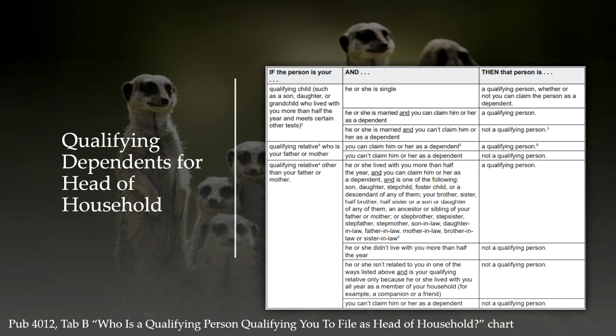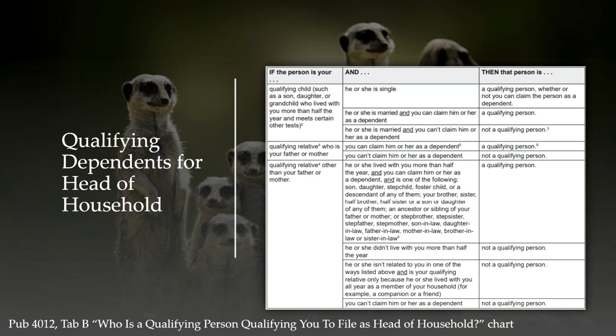If the relationship is a qualifying relative, which is another important term that again we'll discuss in our next lesson, if this qualifying relative is the taxpayer's mother or father, and our taxpayer can claim them as a dependent, then they are a qualifying person. And notice that it does not matter whether or not the mother or father lived with the taxpayer. So even if the mother or father is living in a different location, if the taxpayer can claim them as a dependent, then they are a qualifying person to file as head of household. If the taxpayer cannot claim that parent as a dependent, then they would not be a qualifying person.